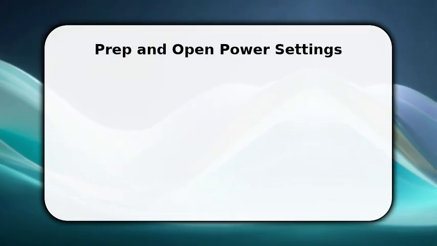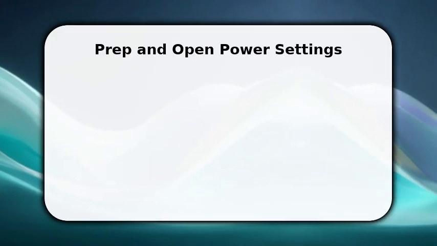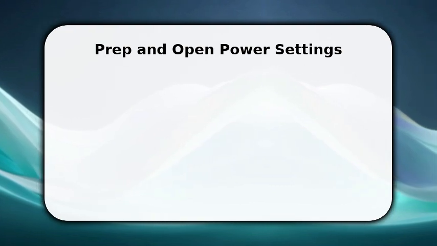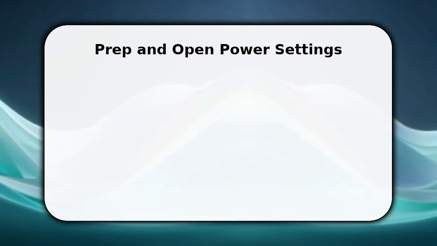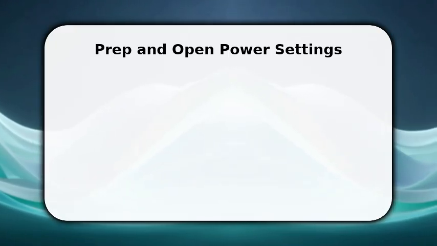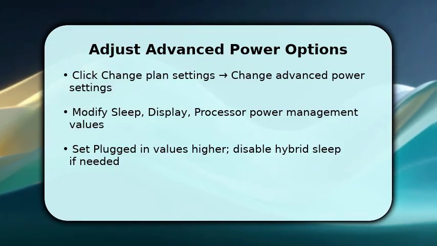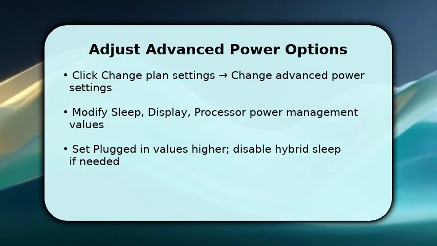Once done, select Additional Power Settings to expose advanced options so you can change the exact behaviors that trigger power saving mode. You now tweak the advanced options to stop aggressive power saving. Open Change Plan Settings for the active plan, then change Advanced Power Settings.